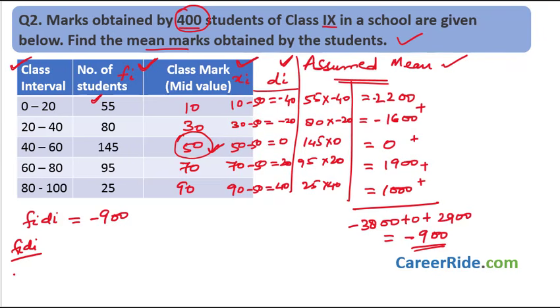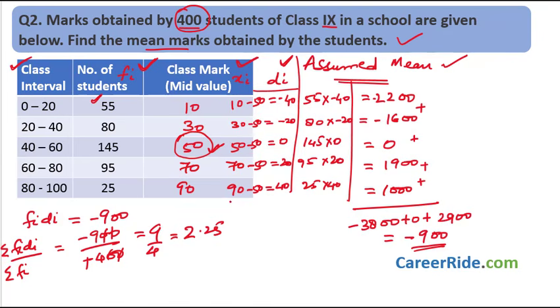The next step is sigma FIDI upon sigma FI. This is equal to minus 900 upon 400. Sorry, this is plus 400, not minus 400. So this is equal to 9 by 4. If you divide it, 2.25 is what it will come out to be. So this is the value of my sigma FIDI upon sigma FI.